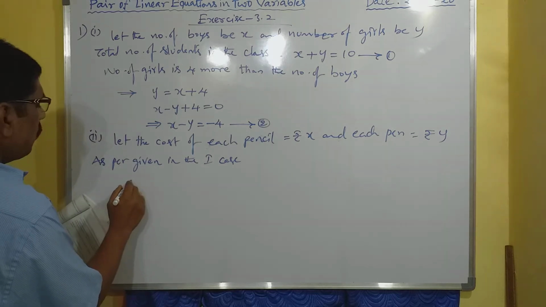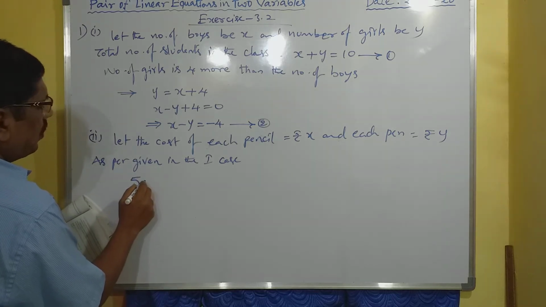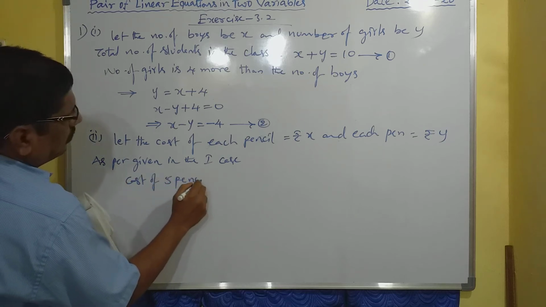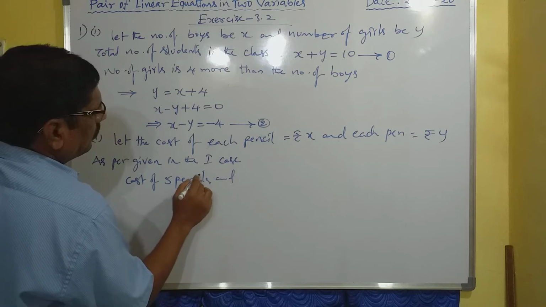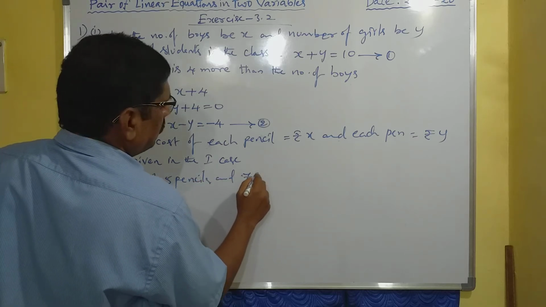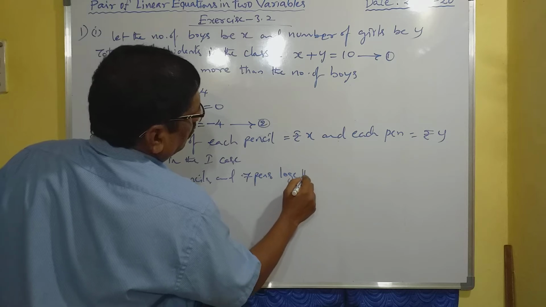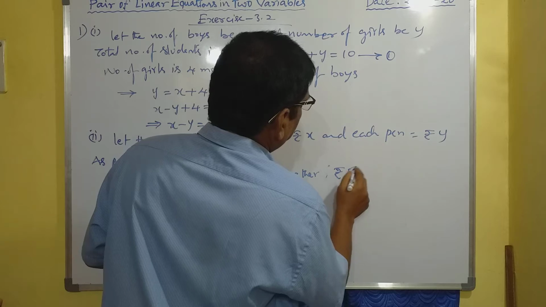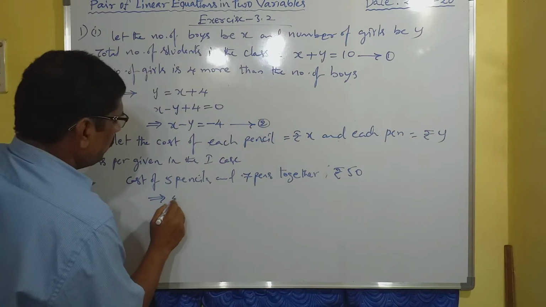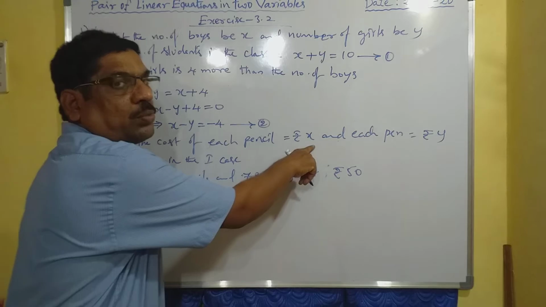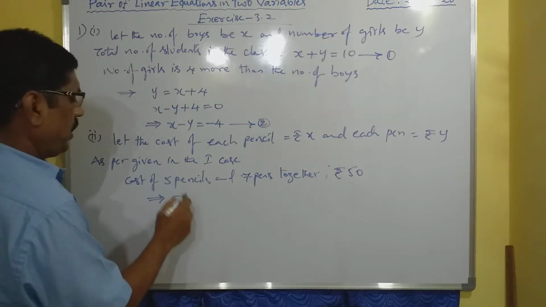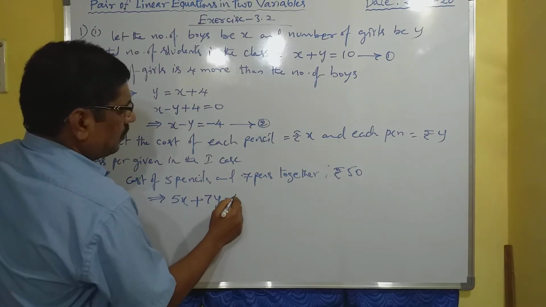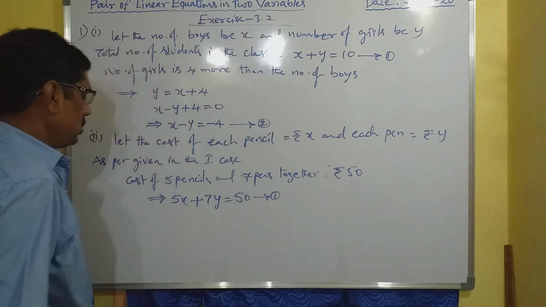Next, 5 pencils, 5x, and 7 pens together, what is their cost? 50. So from this we can write: 5 pencils means 5x, as each pencil costs x rupees. So 5 pencils cost 5 into x, 5x. Like that, 7 pens cost 7y, as each pen costs y rupees. So 5x plus 7y is equal to 50. This is the first equation.